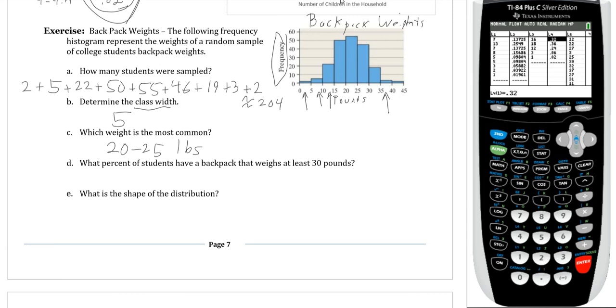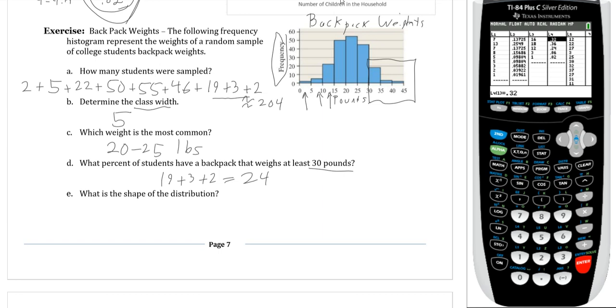What percent of students have a backpack that weighs at least 30 pounds? Okay, now we know it's pounds. At least 30 pounds means 30 pounds or more. So that means we're looking at this region of the graph. And to keep consistent, those are the last 3 numbers we used in part A. So 19 plus 3 plus 2. That gives me 24 of the values.